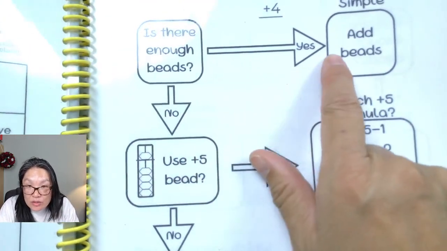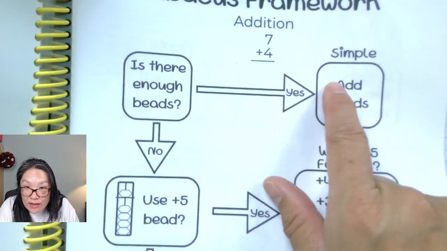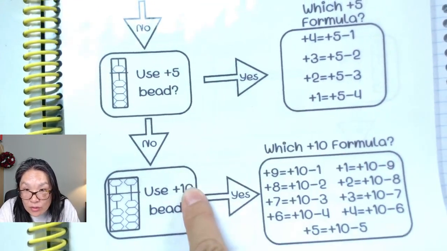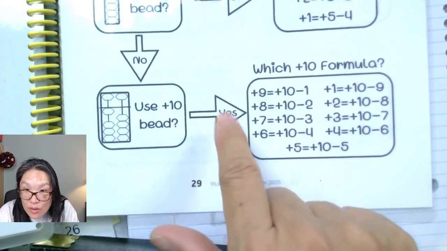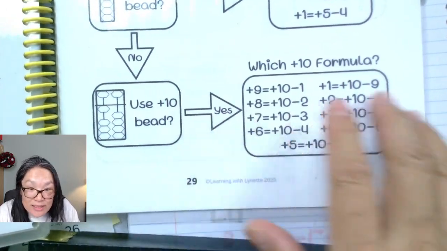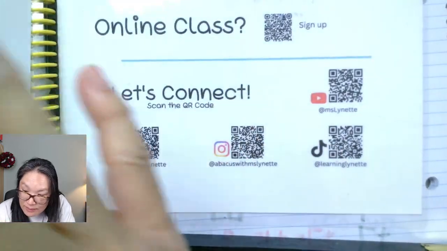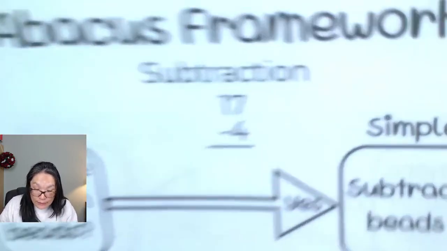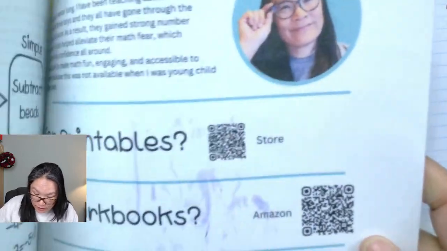This is an example question, and this example question will give you the workflow. Can you add the 4? Yes or no? Can you add the 5? Yes or no? Can you add the 10? It's always going to be yes, no matter what. If you can't do anything else, you'll always end up with the 10. That's it. And it's the same thing with the minus. So this is the adding, and this is the subtracting. I really like this book. This is a very good book, I think.